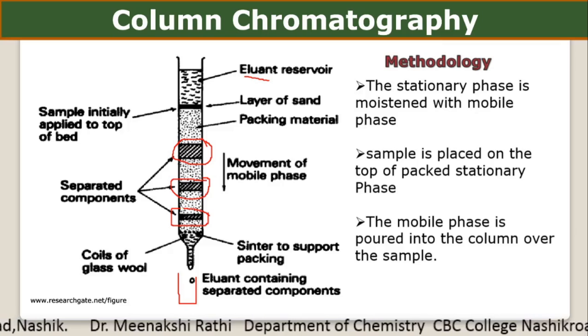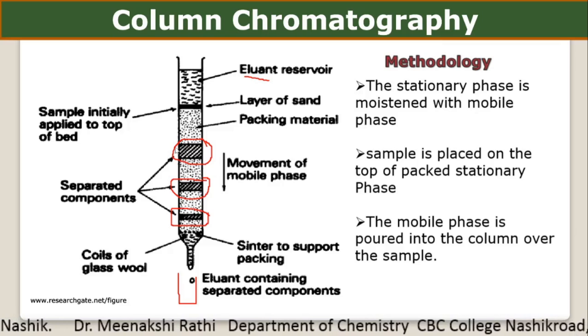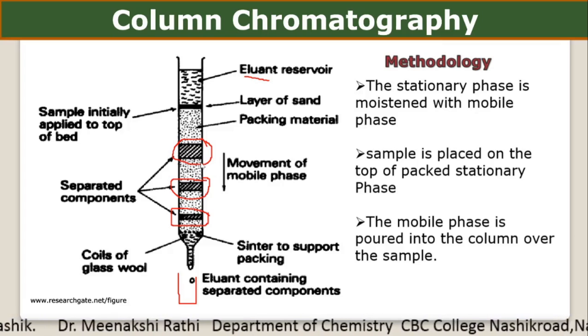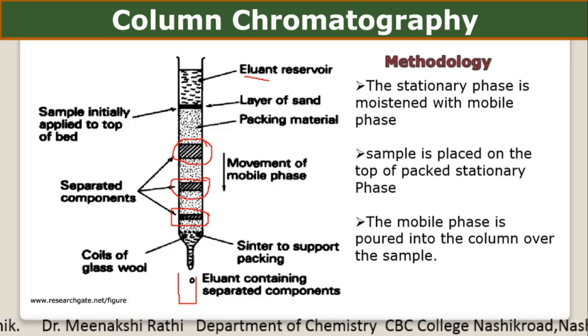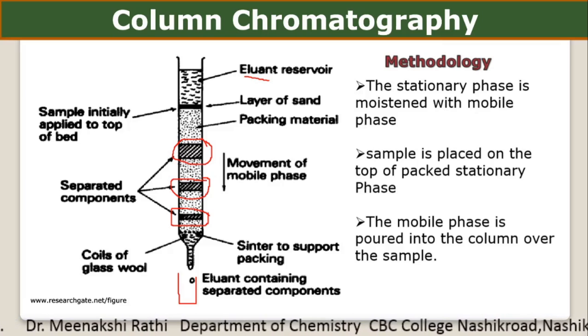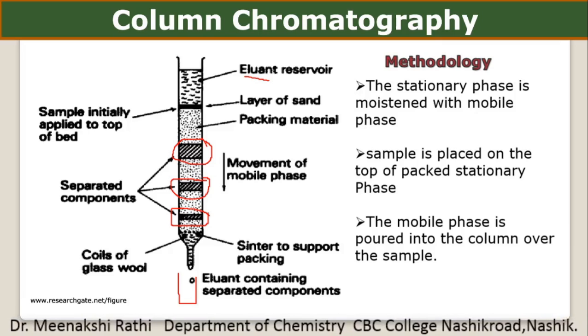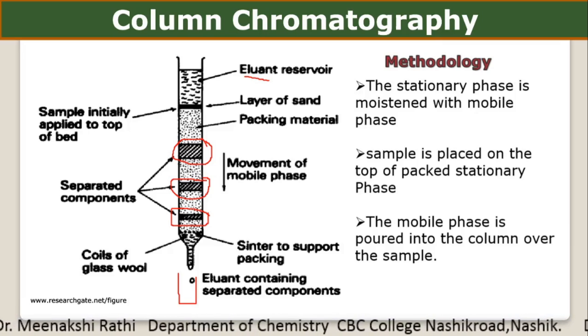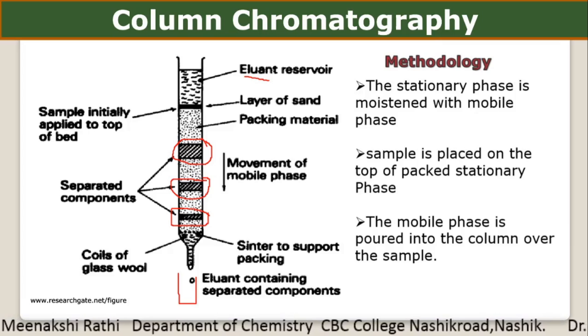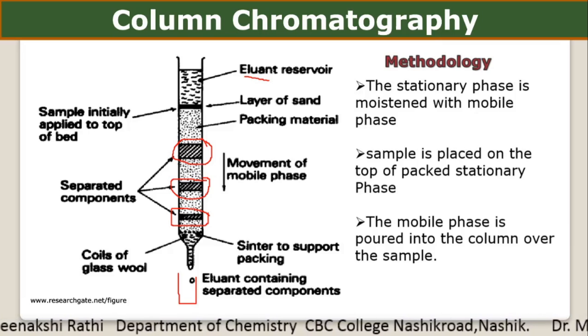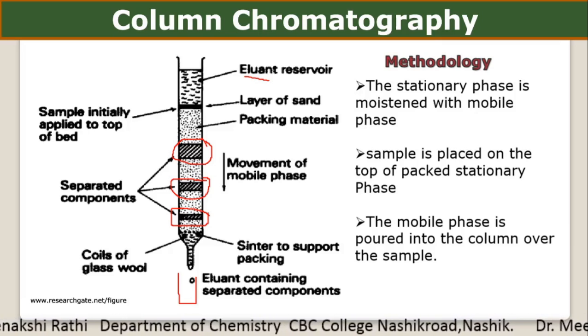And finally, in the third beaker, this component is collected. In this way, if there is a substance or a mixture of three components, they can be easily separated by using column chromatography.